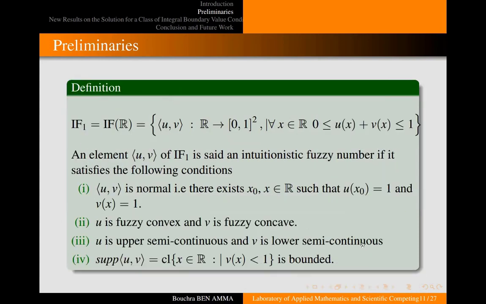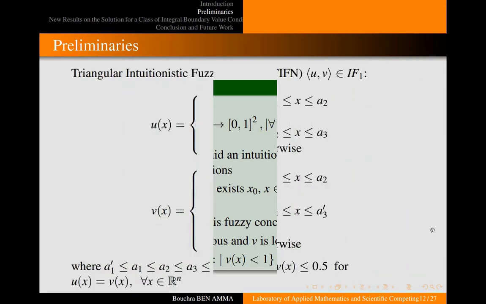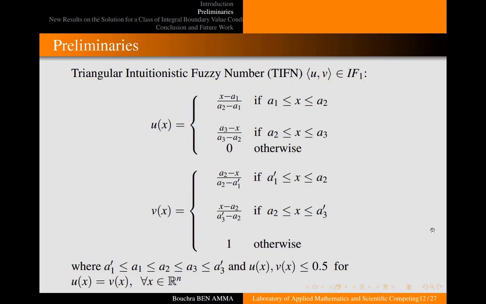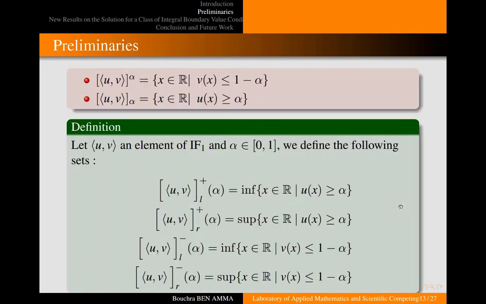We define the collection of intuitionistic fuzzy numbers, denoted by I of 1, by this formula, plus these 4 conditions. An example of an intuitionistic fuzzy number is the triangular intuitionistic fuzzy number, where the following functions are called the degree of membership and the degree of non-membership respectively. And here we define the lower and upper alpha cuts of an intuitionistic fuzzy number by this formula.